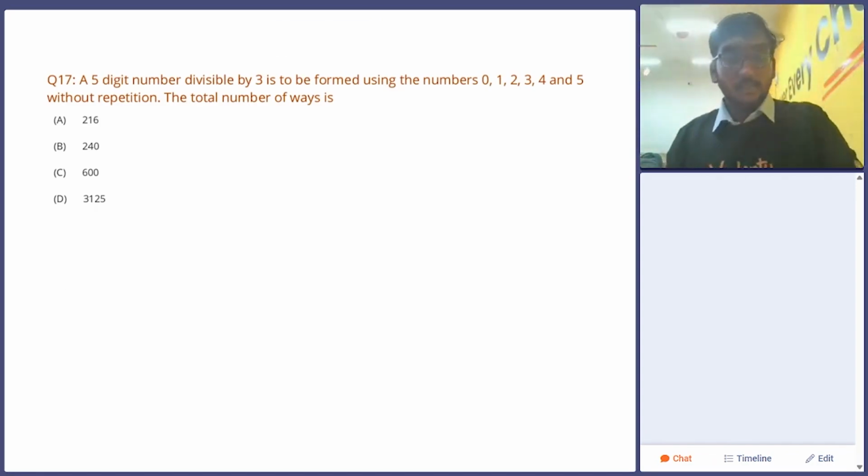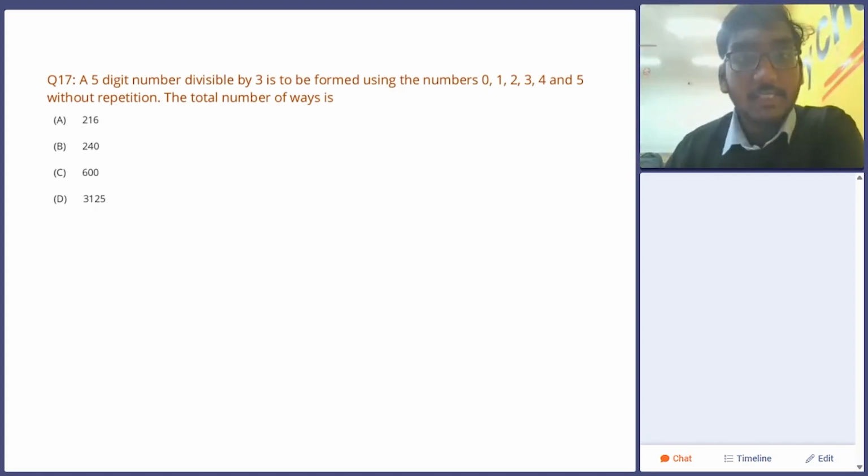So this question is from permutation combination. They have given that a 5-digit number is divisible by 3, and that has to be formed with what? These numbers: 0, 1, 2, 3, 4, and 5.